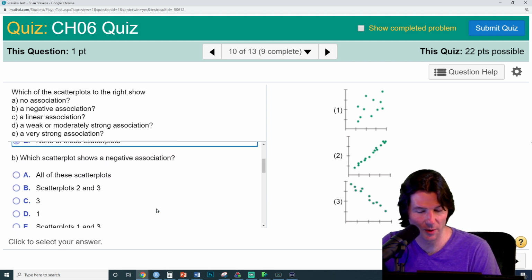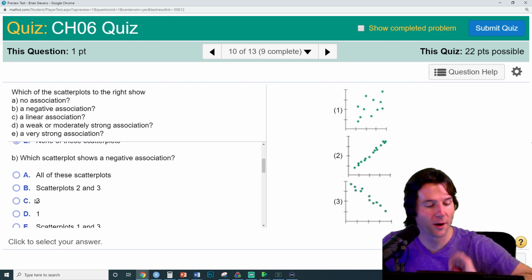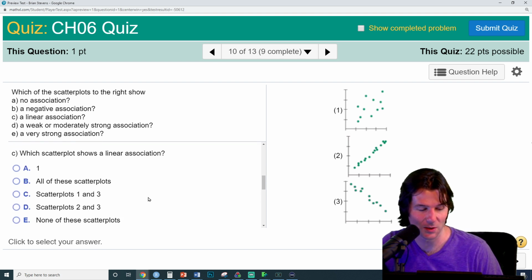Which of the scatter plots show a negative association? Only one of them. Only graphic number 3. Hopefully we get 100 on this one. This one's a tough one. I'm not joking. I make mistakes on this one.